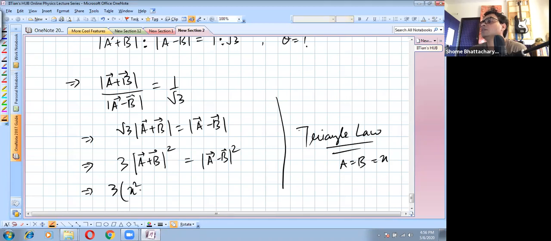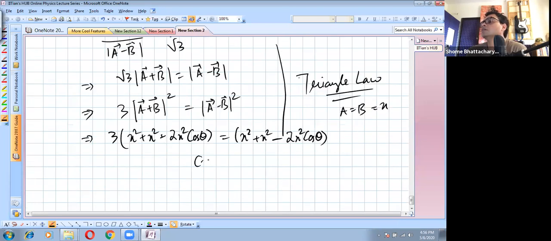So this will become A square plus B square plus 2AB cos theta. On that side we'll have A square plus B square minus 2AB cos theta. So from this you will get the value of cos theta. Okay. So this is how you should approach this type of question.